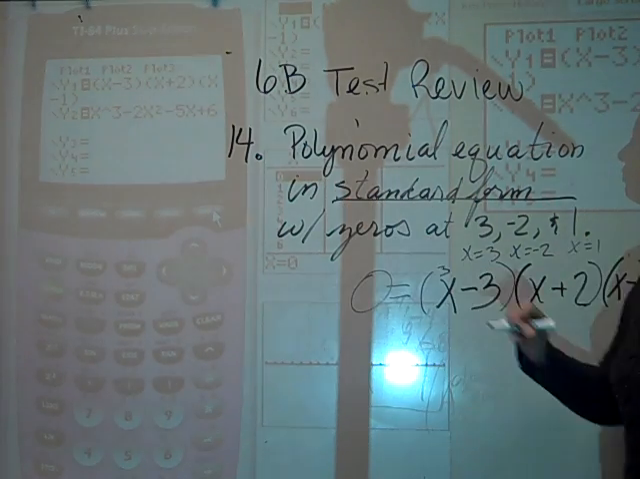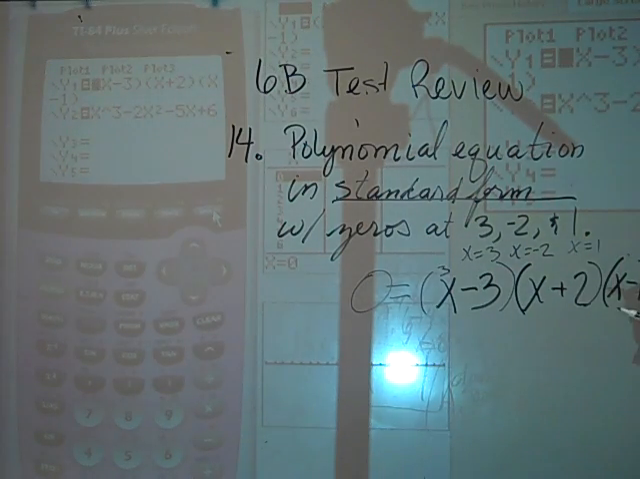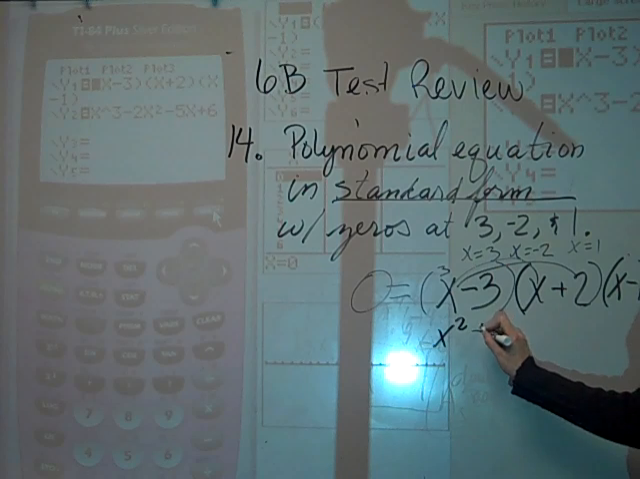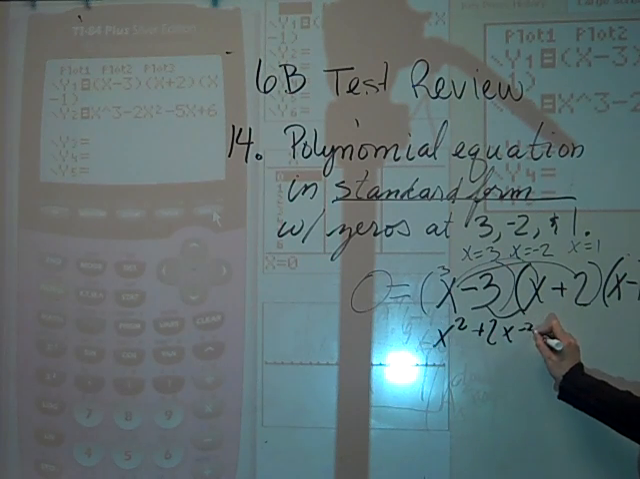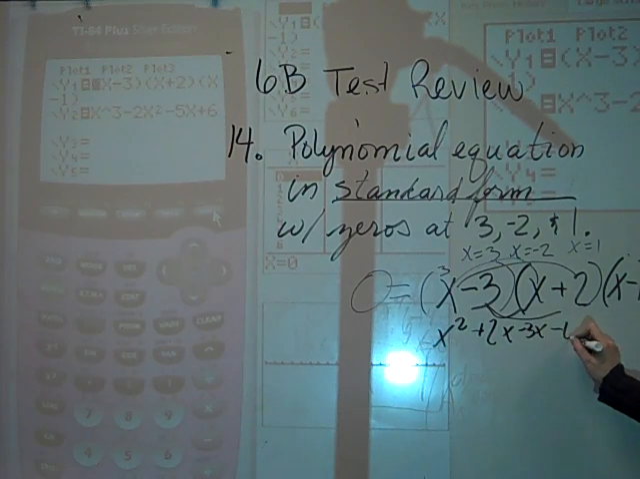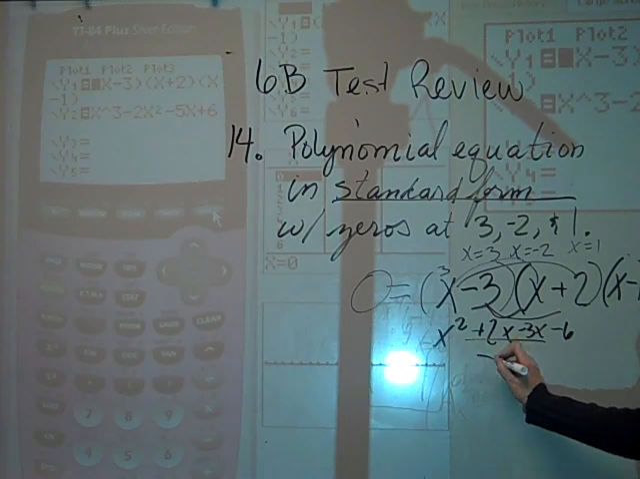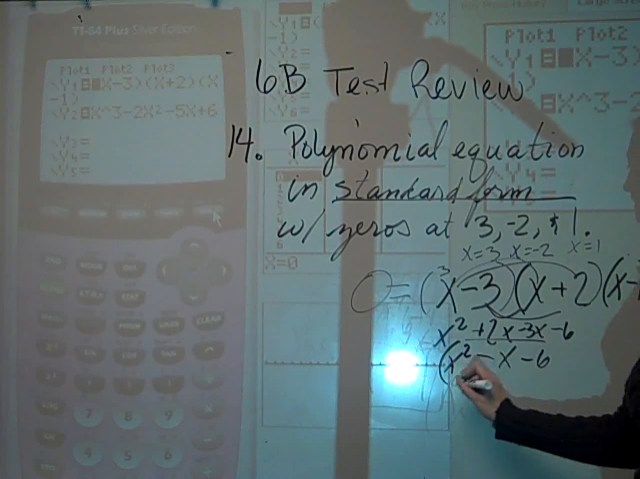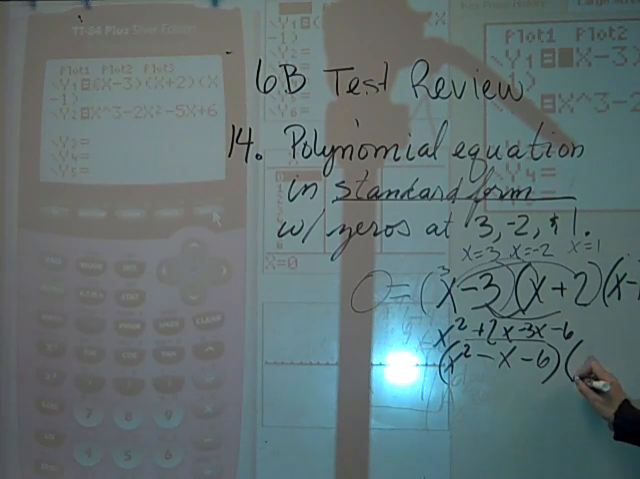Notice it says standard form. So you have to multiply your two binomials to get x squared plus 2x minus 3x minus 6. Combine like terms. X squared minus x minus 6. Now, you need to multiply that by x minus 1.